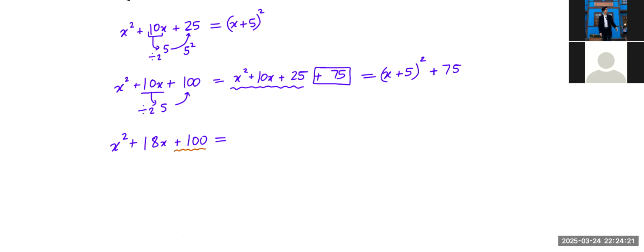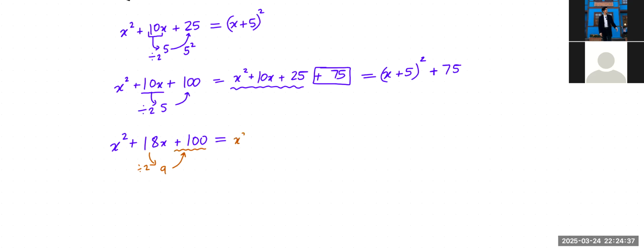So I divide 18 by 2, which is 9. So what do I need over here? Then I need a 9 squared, exactly, which is 81. So I need an 81, but I have 100.